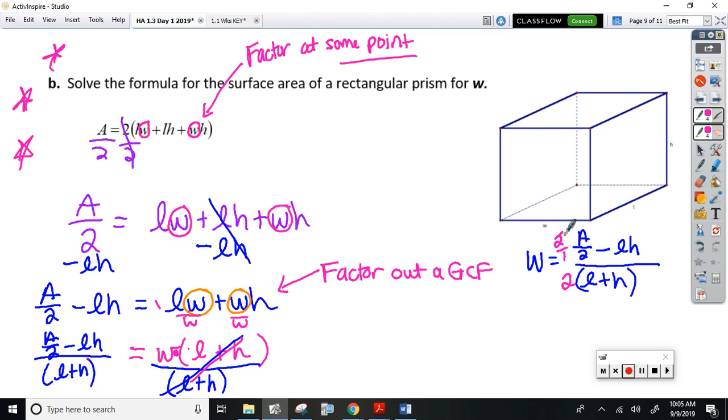Again, you will need to distribute, because if you see a plus or a minus, that's indicating that you have your distributive property. So in the first case, you would get 2A over 2, which the 2's would cancel, you're just left with A. When I distribute the 2 to the LH, I'll have minus 2LH. And then in the bottom, we would need to distribute the 2 as well, and we would get 2L plus 2H. That's our final answer.